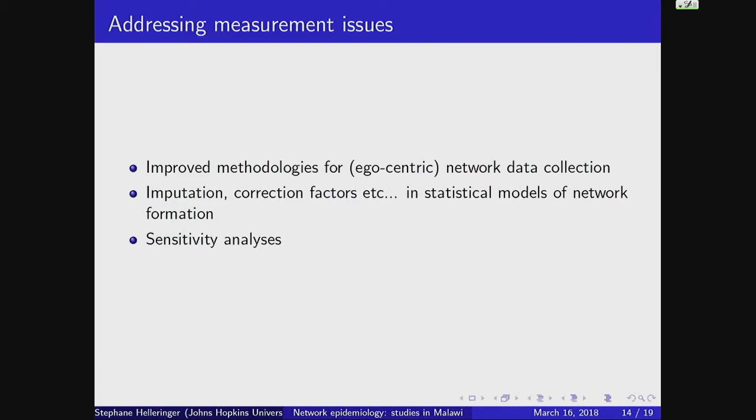So how do we address those? Well, in several ways. Improved methodologies for egocentric network data collection, that's one, maybe ECASI or other more confidential modes. Developing imputation or correction factors in statistical models of network formation. I think that's a very active area of research. And also sensitivity analysis in network analysis, trying to find out how robust our results and network inferences are to measurement errors.